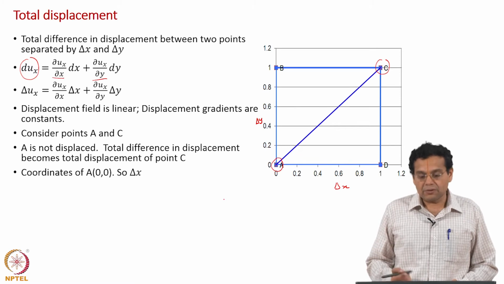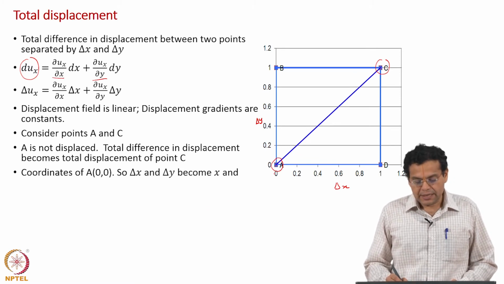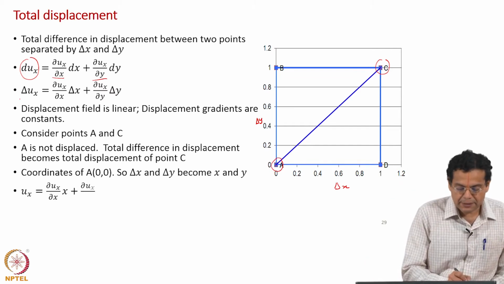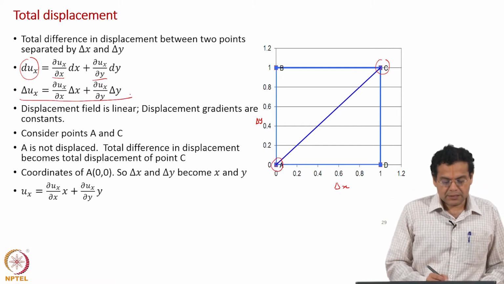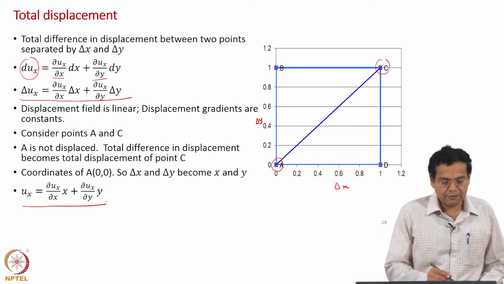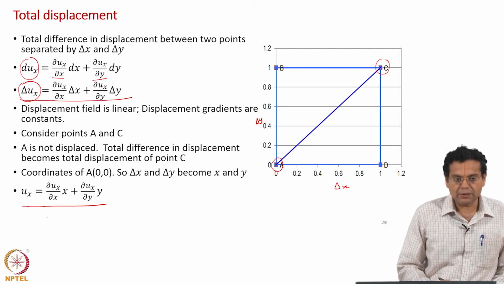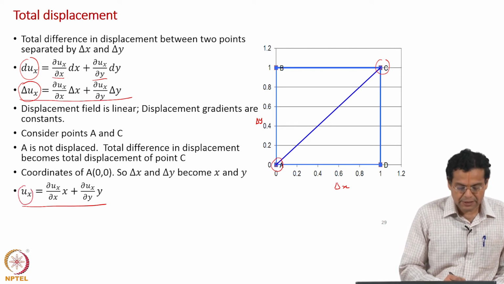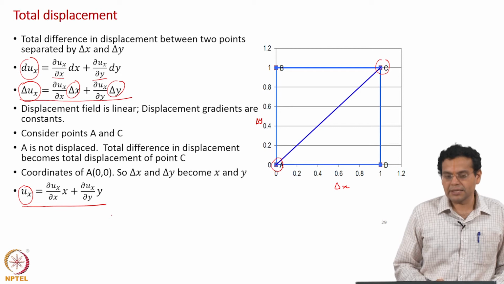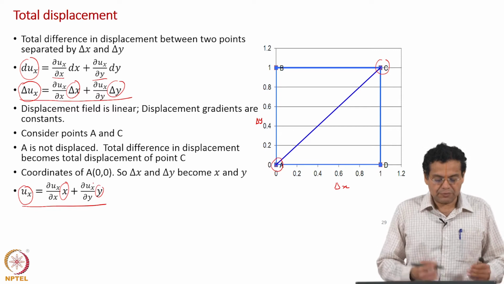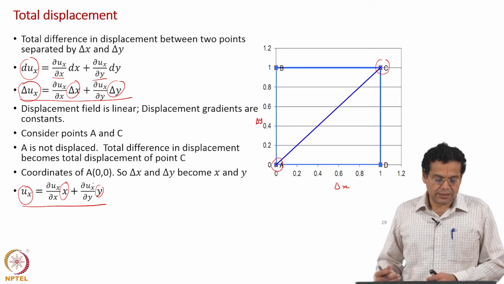Further, the coordinates of A are 0 comma 0. So, delta x delta y becomes x and then y. So, the second expression just becomes simplified in this way. Why is it simplified? The left hand side is difference in displacement, we just now said it becomes equivalent to just displacement. So, I am writing it as u x, and on the right hand side we have delta x and delta y, because the coordinates of A are 0 comma 0, they become just x and y. This is what we will use for further, and similarly, we will use later on also.